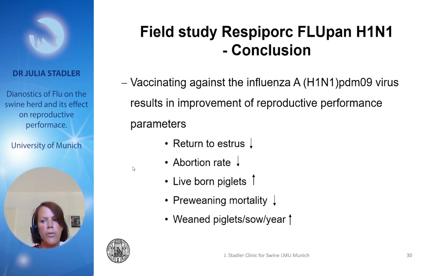With the exception of 3 farms, all farms could improve at least one of the following reproductive performance parameters after vaccination: in particular the return to estrus rate, the abortion rate, the number of live-born piglets, the pre-weaning mortality, and the weaned piglets per sow and year were improved. Remarkably, in the majority of the farms, not only one, but more than one of these mentioned parameters were improved after implementation of the vaccination with Respiport Flupan H1N1.